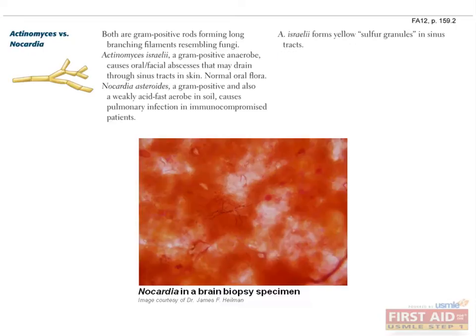Both of these gram-positive organisms are unique in that they have a branching filament structure, which can be seen in this picture of a patient who was found to have nocardia on biopsy. When it comes to learning actinomyces and nocardia, keep the SNAP mnemonic in mind for learning how the two bacteria should be treated.